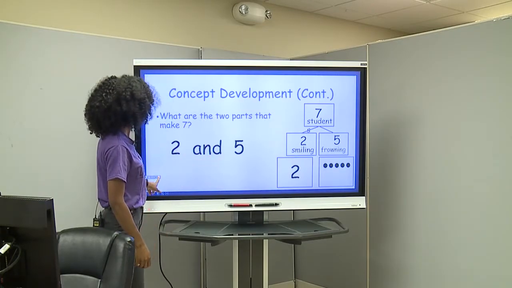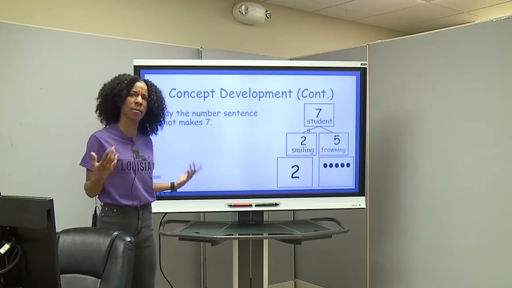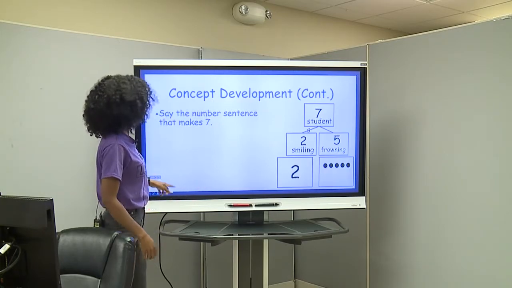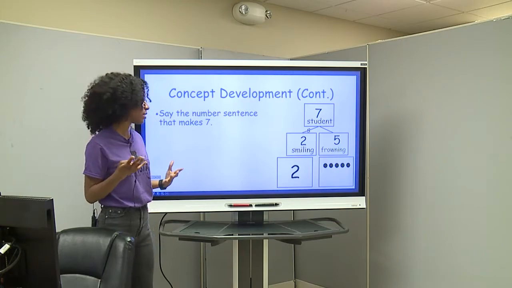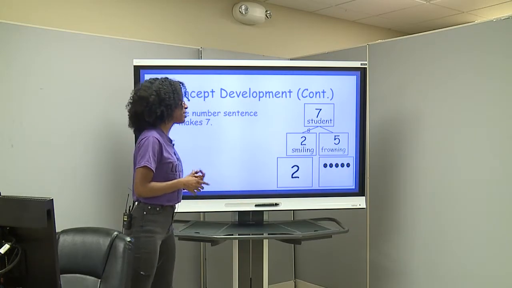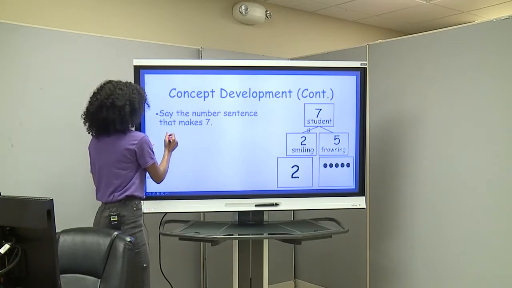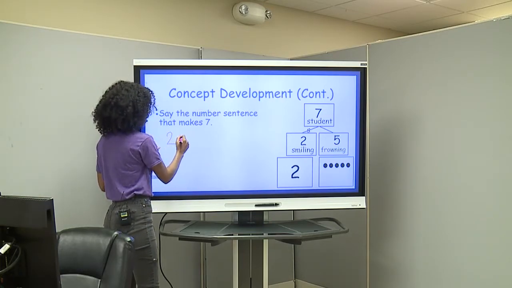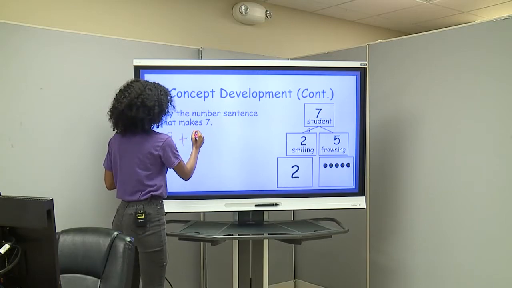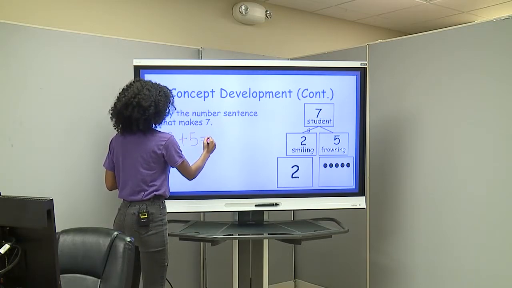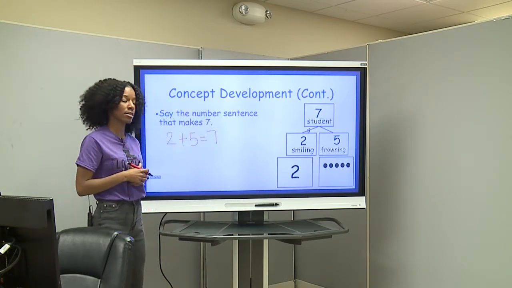Now it's time for us to put 2 and 5 into a number sentence. There are 4 different ways we can write those number sentences. Let's write a number sentence where our students that are smiling are first. So, 2 students are smiling plus 5 students who are frowning equals a total number of 7 students.